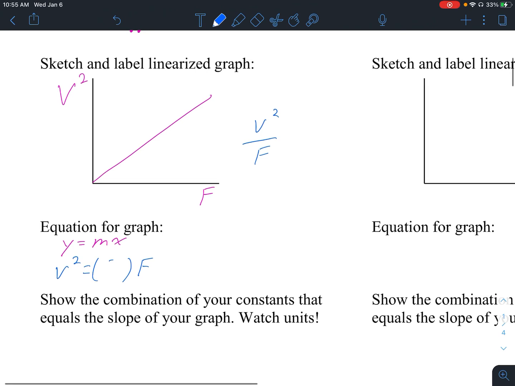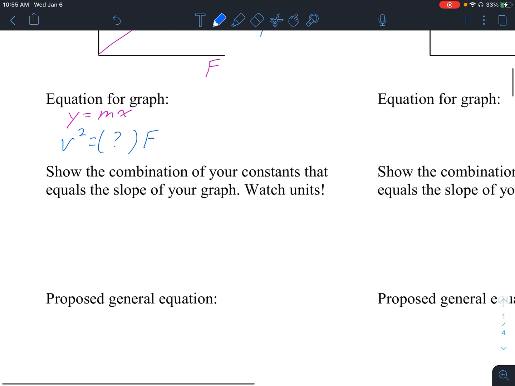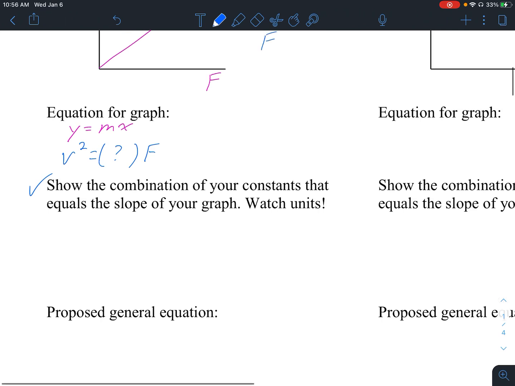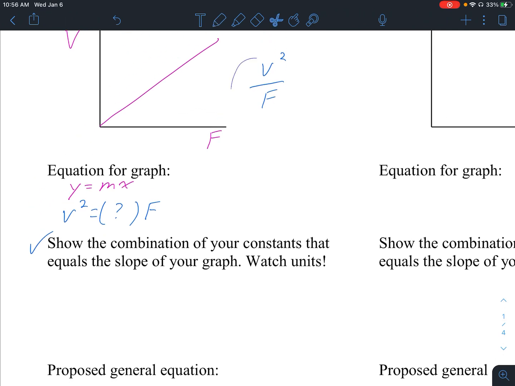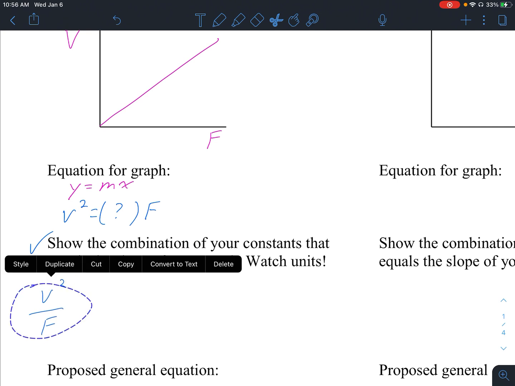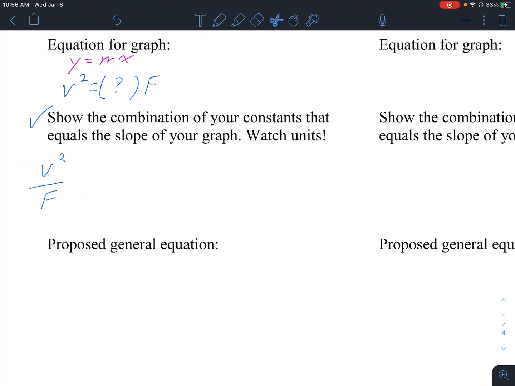I know we need to find out what our slope is here. So that's where this next part is going to help us out. Show the combination of your constants that equals the slope of your graph. So that's a little hint that something with our constants is going to represent our slope. So from what we stated before, we need to do what's called unit analysis. Velocity is measured in meters per second, but we have that square in there. So it's going to be meters squared over seconds squared.